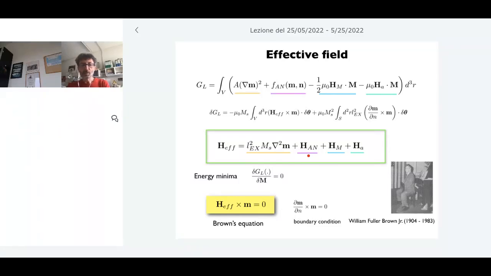Very nice. So we know that in order to be a stable configuration, a magnetization configuration must satisfy the Brown equation. This is an energy minimum, and this means that the magnetization will be aligned to the effective field. Then Brown also developed the boundary conditions, which have to do with the exchange, that we do not discuss now.